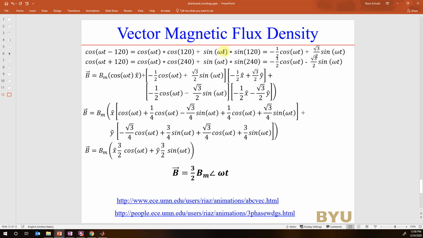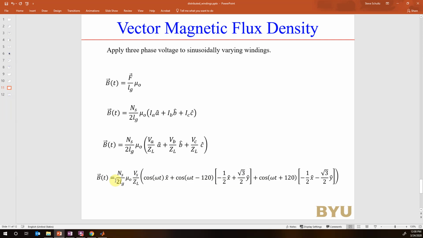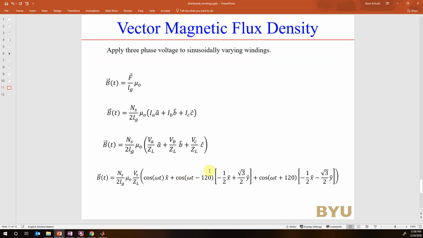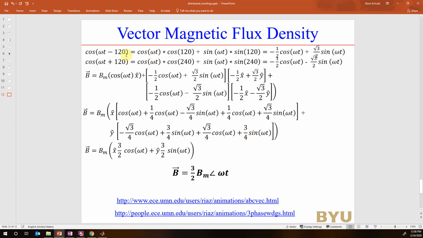Now we have to do a bunch of algebra in order to simplify this down. So the first thing that we're going to do is take this cosine and this cosine and convert them, using a trig identity, into numbers. So we have this 1/2 and the square root of 3 over 2, which is our 120 degree cosine and our 120 degree sine. And we do the same thing for the plus 120 degrees.